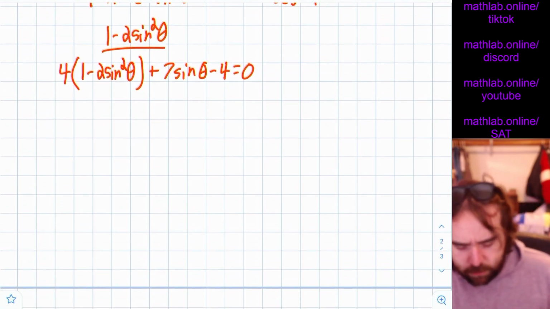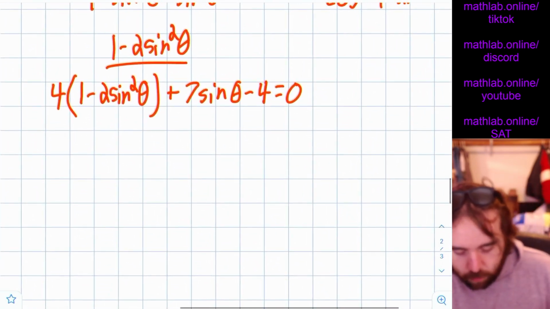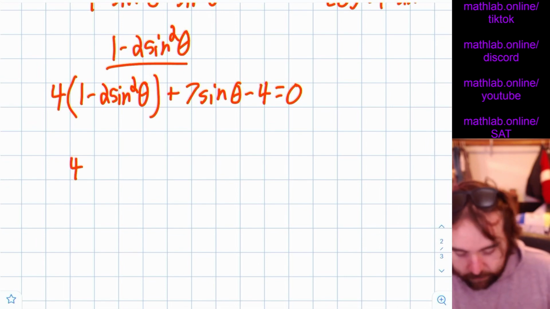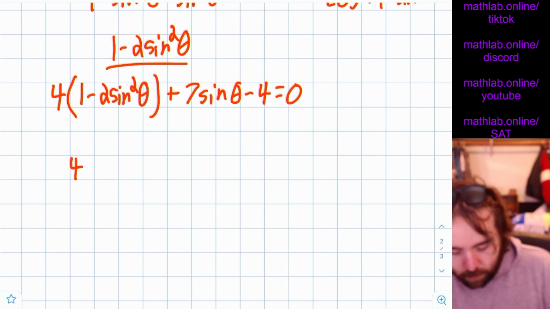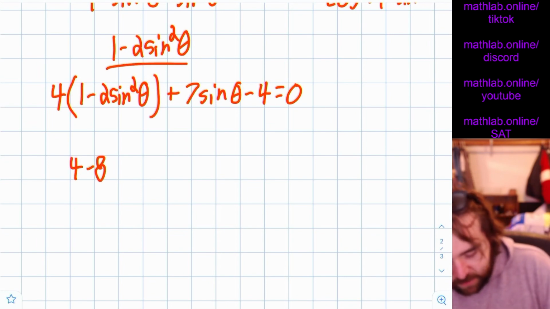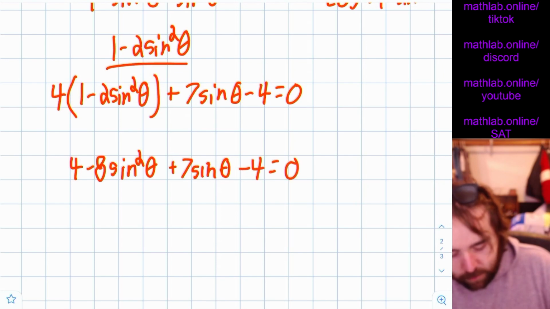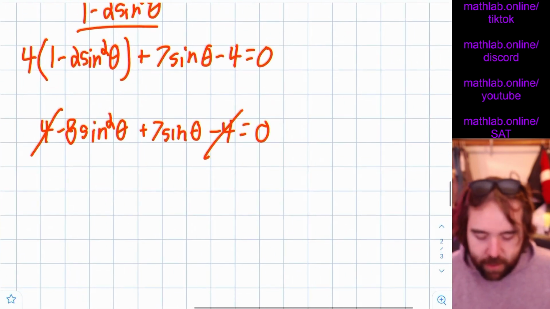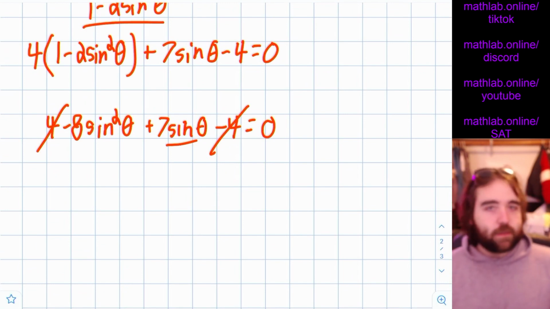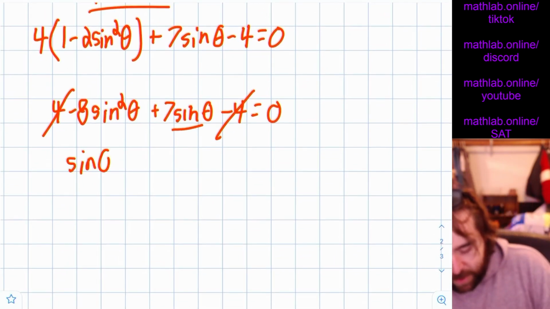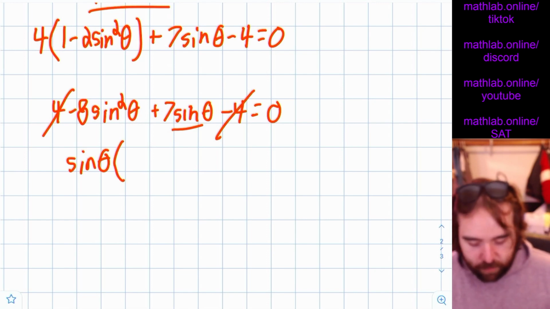But first we're going to distribute the 4. Ooh, and the 4s are going to cancel. That's actually going to be extremely helpful. So we're not actually going to have trouble factoring. Anyway, so 4, and then minus 8 sine squared of theta, plus 7 sine of theta, minus 4 equals 0. So beautiful stuff. The 4s go away. So now we can just factor a sine theta out of everything and have a decently easy job factoring.